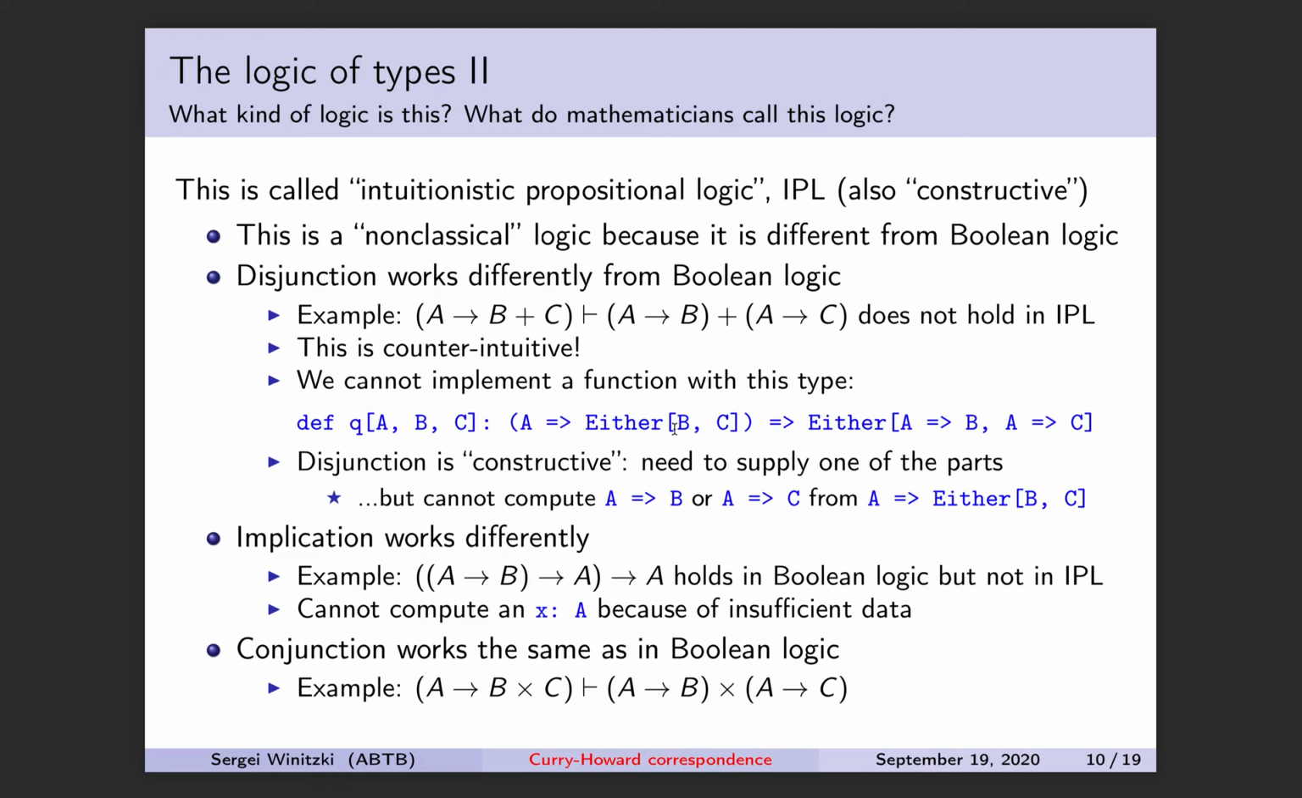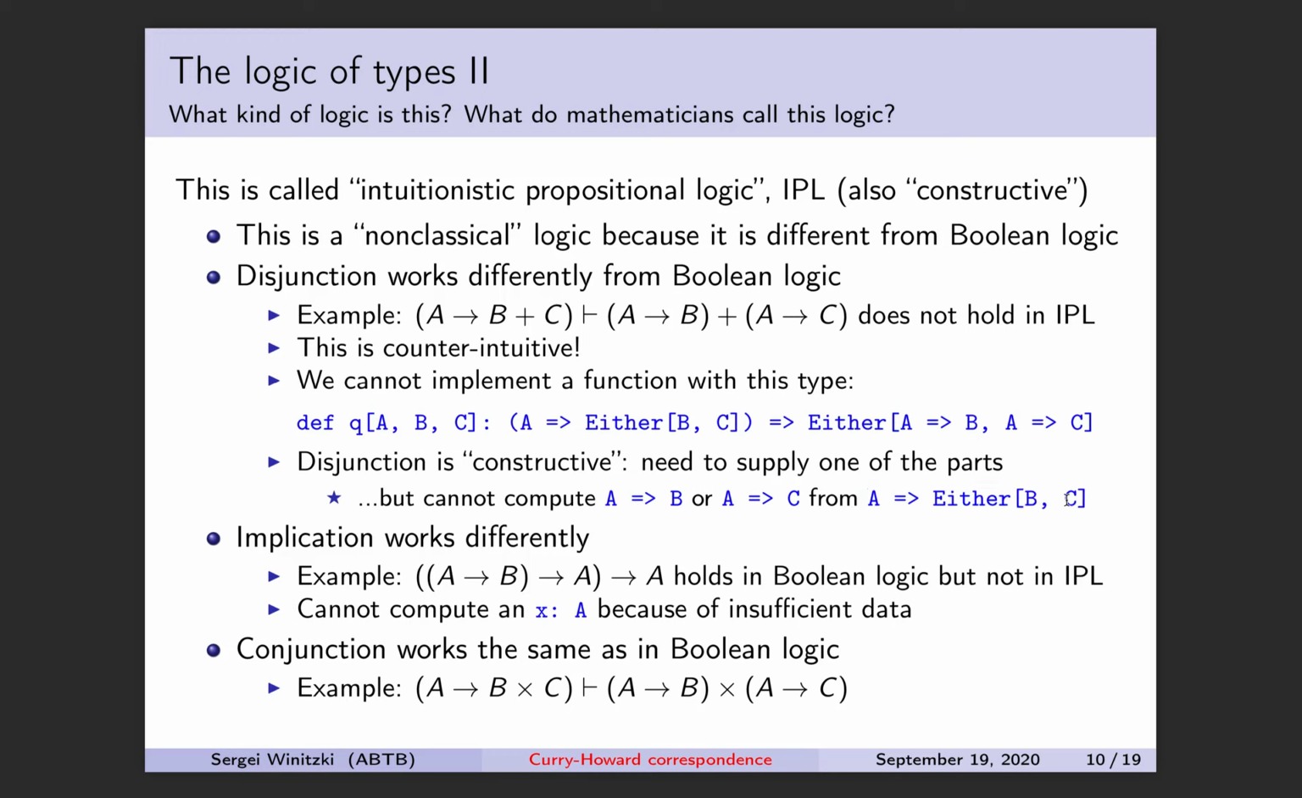because actually you cannot implement a function of this type. The reason is that this function could return different values, B or C, depending on the value of A. And you cannot decide in advance whether you're going to return a B or a C, but you're required to decide in advance. You need to supply one of the parts of this disjunction in advance as a return of this function. Before you're given a value of type A, you're supposed to make this decision, and you can't, because you cannot compute A to B from A to either B, C.